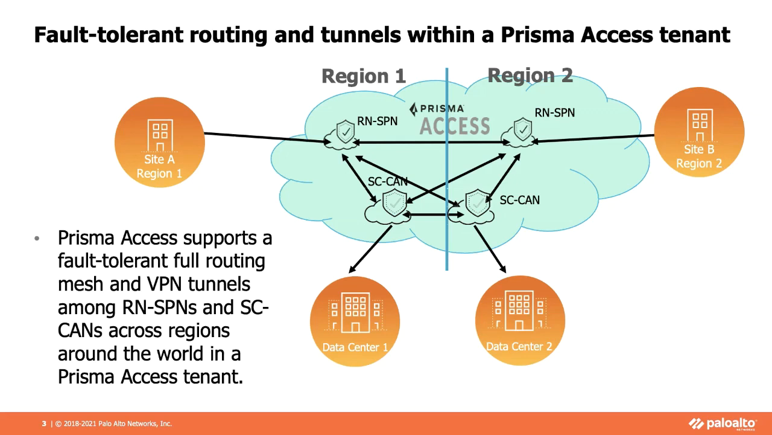This dynamic routing is deployed internally in the cloud for routing, and eBGP is used to peer with the customer on-premise equipment. So this is going to provide you with a complete fault-tolerant solution for routing among all the different components within Prisma Access. Also, remember that all of the nodes, the CANs and the RNSPNs, the MUSPNs, things like that, are actually deployed with fault tolerance, with high availability in active passive configuration.